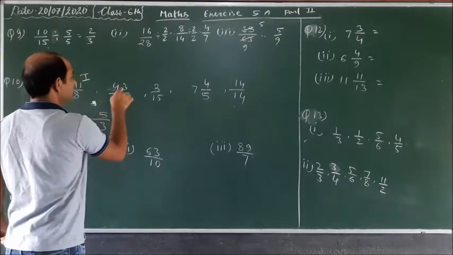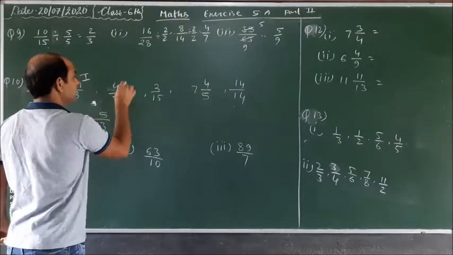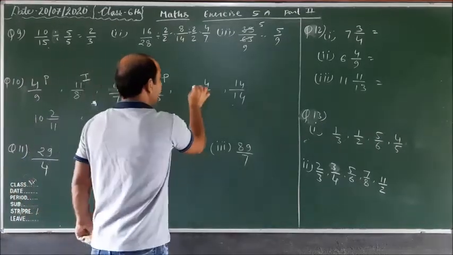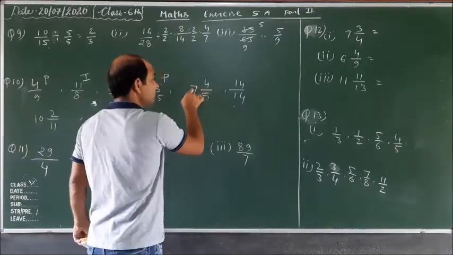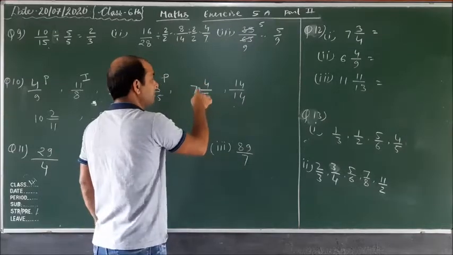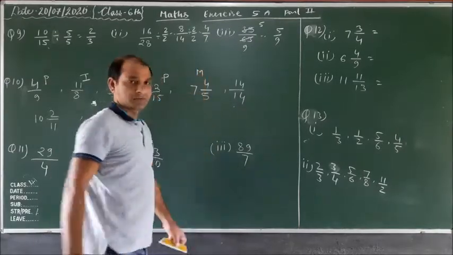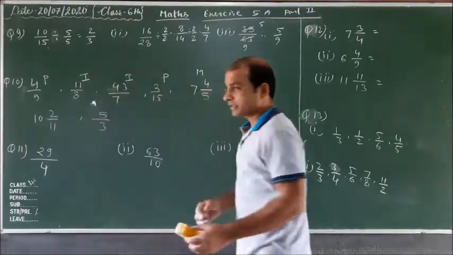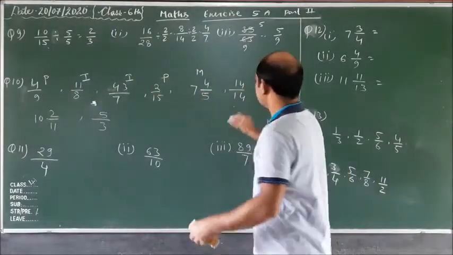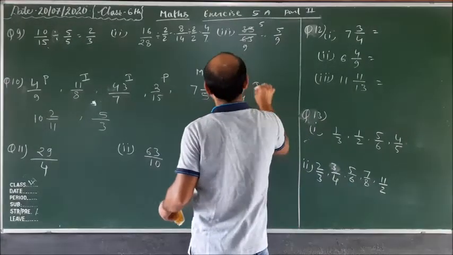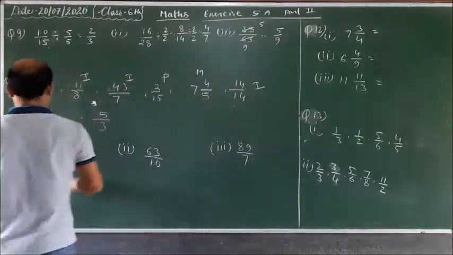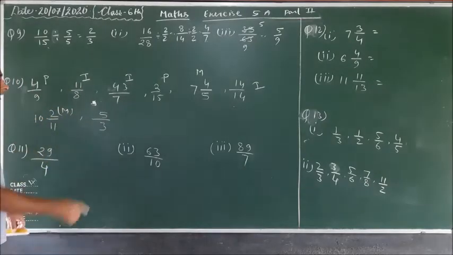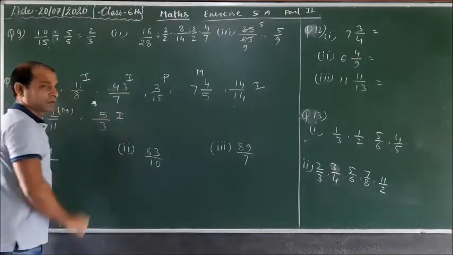43 upon 7 is greater than the denominator. This is an improper fraction. This is a proper fraction. And when we write it with a whole number, 7 whole 4 by 5, this is a mixed fraction. This is a mixed fraction. And when the numerator and the denominator are equal, then this number is also an improper fraction. This is written as a whole, so we write it as a mixed fraction, and this is an improper fraction.